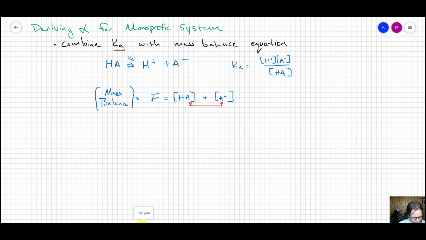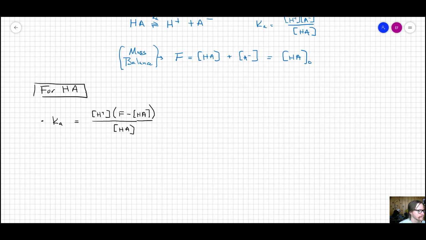I'll also note that a lot of times I write F, and you can see this in my PDF where I do the derivations, I write this as HA naught, or HA 0, because that's the initial concentration. So I use that interchangeably, just so you know that. So we're going to start by determining what the alpha equation or expression would be, meaning the expression that would allow us to compute the fraction of HA in solution at any given pH.